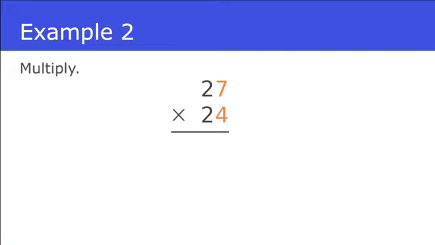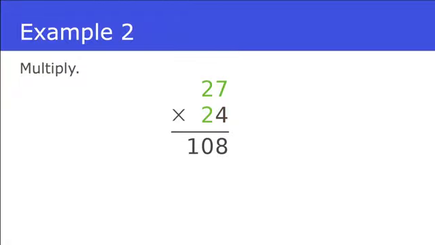Start with 4 times 7, which is 28. Since 28 is a two-digit number, we have to regroup. Bring down the 8 to the ones place and write the 2 above the tens place. 4 times 2 equals 8, plus the extra 2 from regrouping equals 10. This shows that 27 times 4 is 108. Now let's move on to the next part.